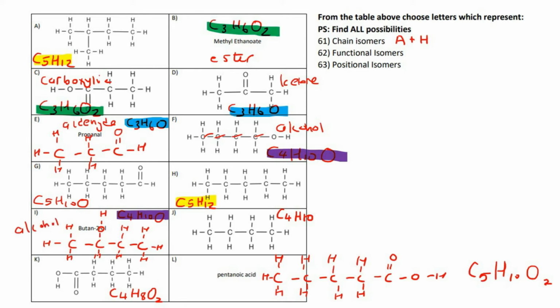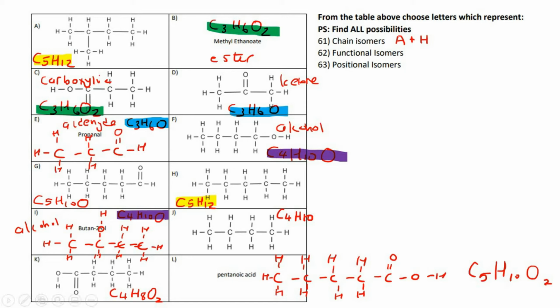Okay, so let's see the chain though. So if we look at this one, it's got 1, 2, 3, 4 carbons in the main chain. And this one has 1, 2, 3, 4 carbons in the main chain. So they are the same. So they are not chain isomers. So I think we found the only chain isomers.